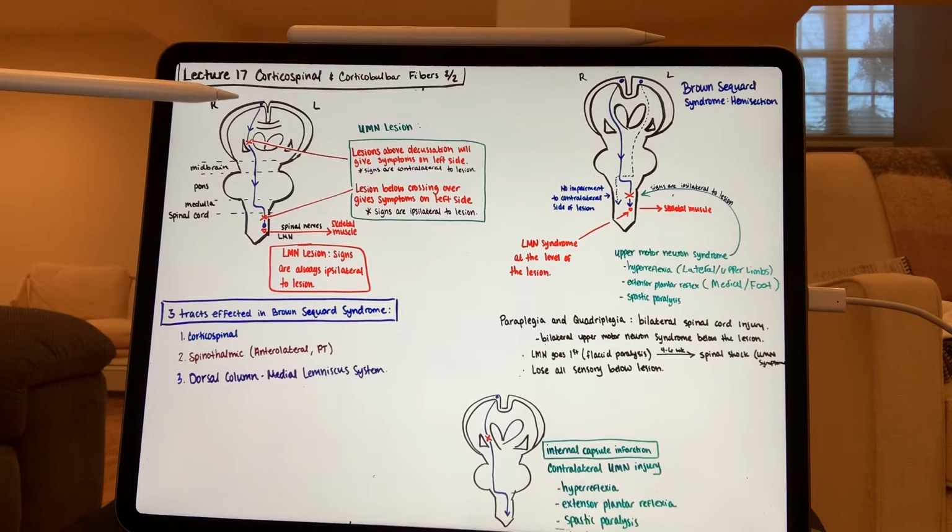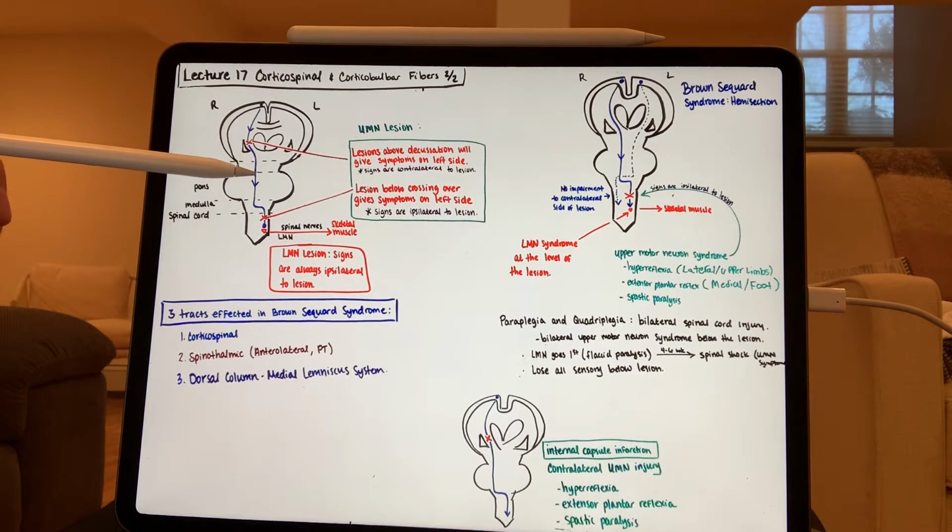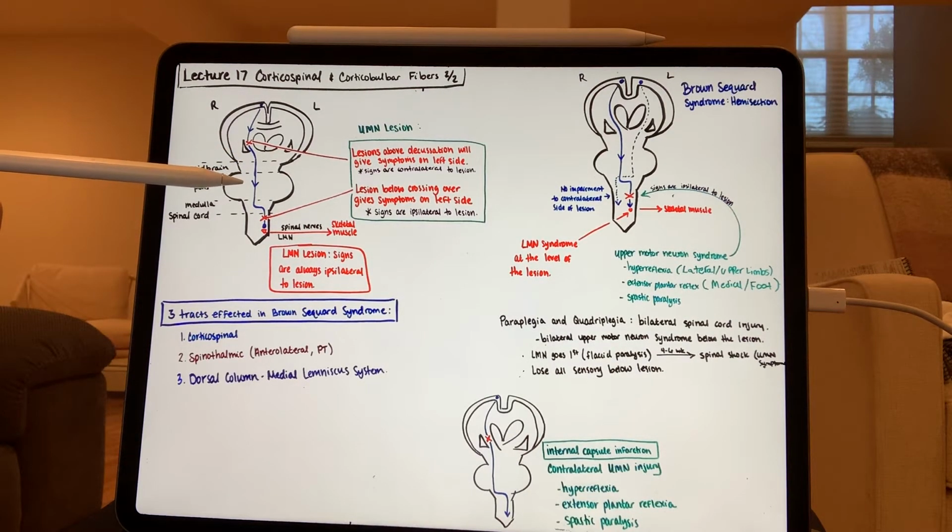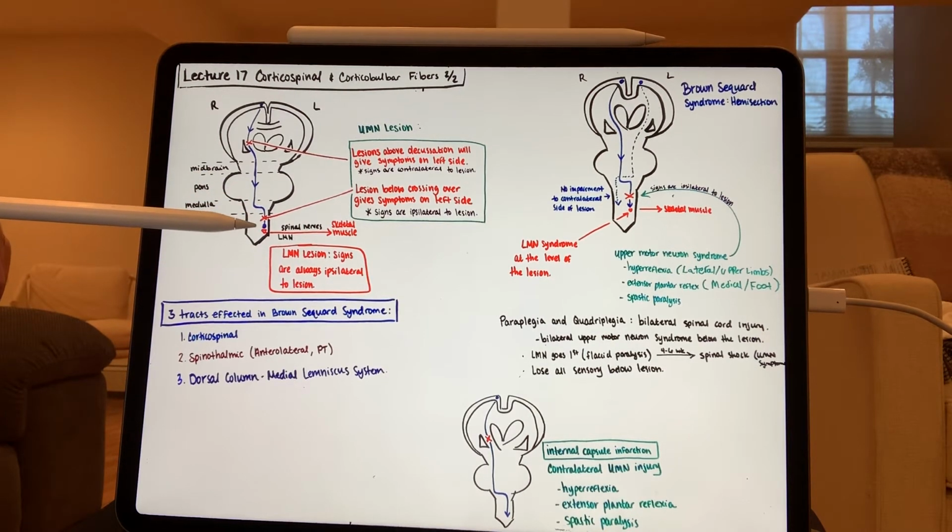Here, you're just looking at the lateral corticospinal tract. We know that it comes down. It starts in the cortex. It's going to come down through the corona radiata, go through the internal capsule, and descend through the crus cerebri of the midbrain. Then it's going to come down and cross over at the level of the medulla, and then it will eventually synapse in the spinal cord and go out to lower motor neurons.